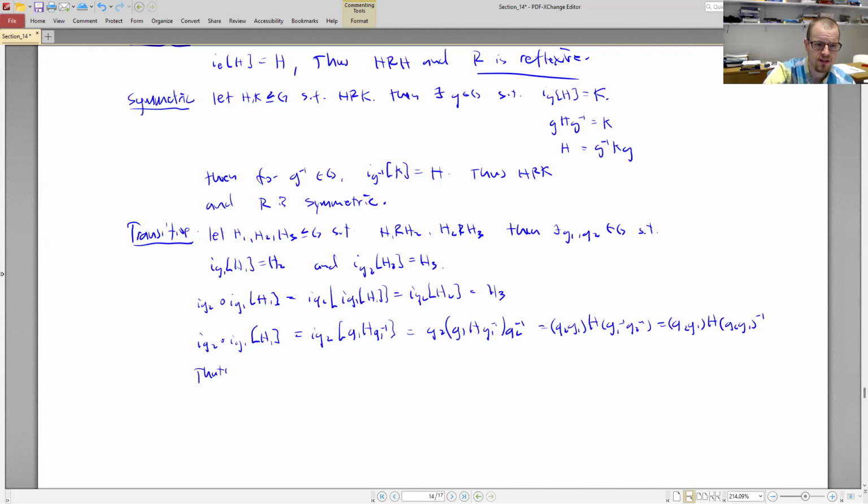That is, for G1, G2 elements of G, we have that I sub G2 G1, actually, the order is incorrect there, G2 G1, I sub G2 G1 of H1 is equal to H3. And H1 is related to H3.